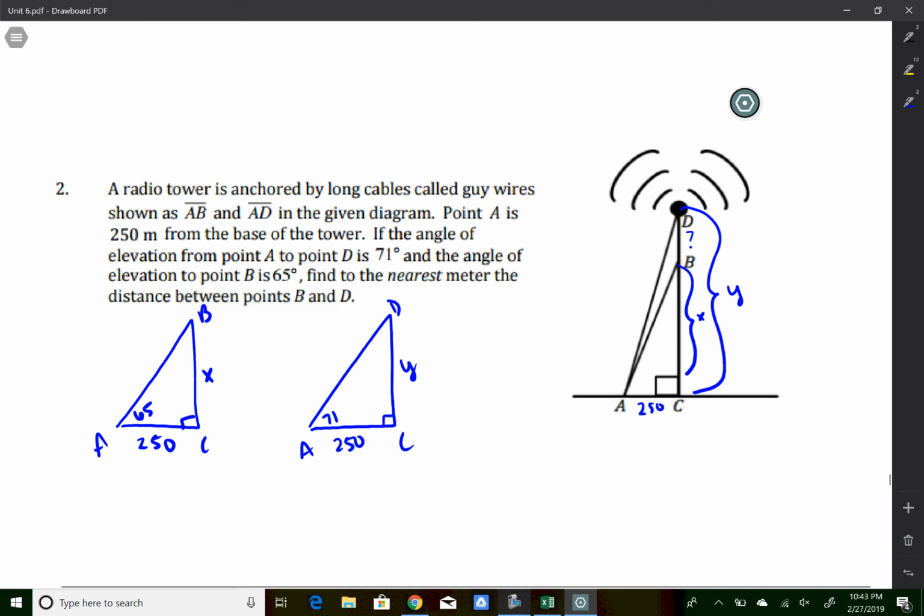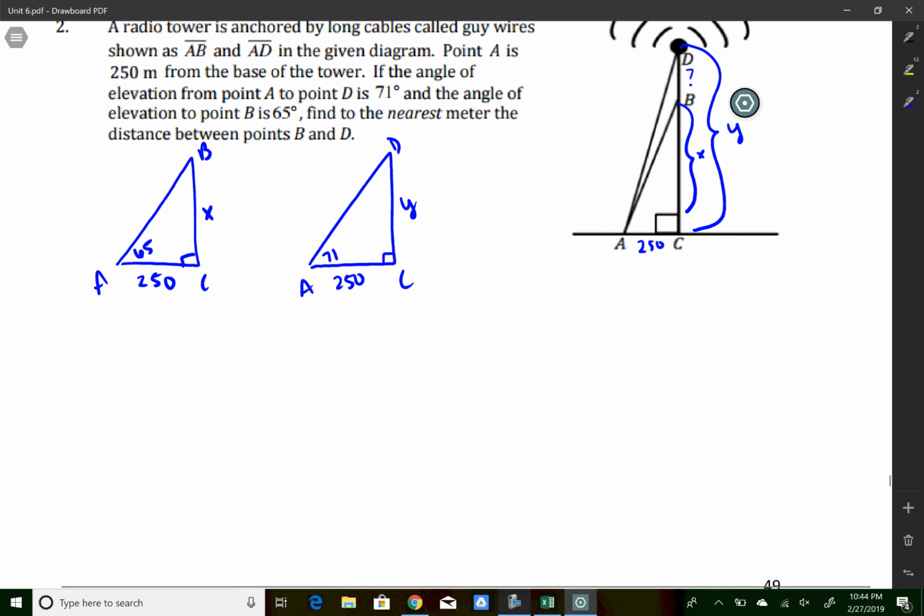So realistically, this is just a double trig problem. Could you use the law of sines for this question? Sure. It'll be more difficult, so I wouldn't. I would just use this regular SOHCAHTOA ratio stuff that we know. So since both of them have the opposite side and the adjacent side labeled, I'm going to use tangent twice.